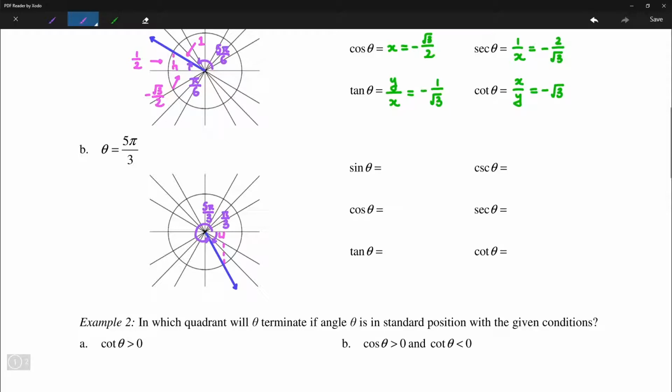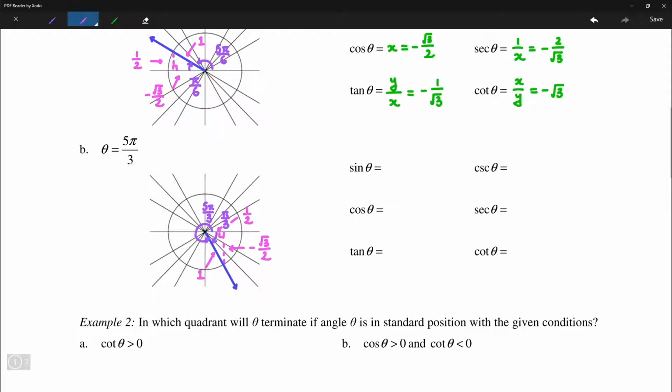We have the hypotenuse or the radius being 1. This length will be negative √3 over 2. And the x value is going to be 1/2. Okay, so we are in quadrant 4. The x value is positive. The y value is negative.